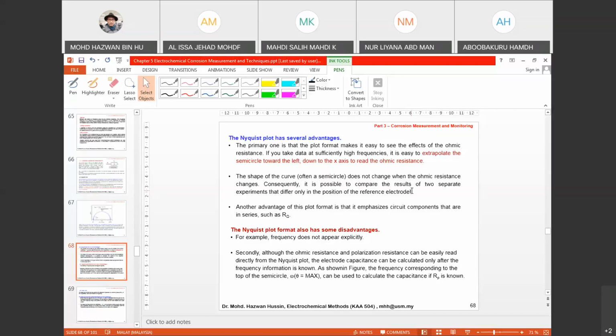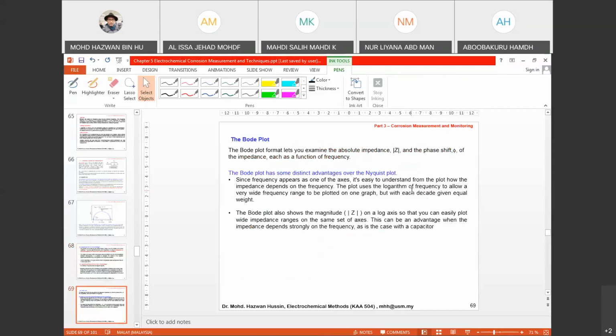For example, frequency does not appear explicitly because, as I told you, the Nyquist plot is a plot between imaginary versus real. So you cannot see at which frequency the process occurs. Secondly, although the ohmic resistance and polarization resistance can be easily read from the Nyquist plot, the electrode capacitance can be calculated only after the frequency information is known. As shown in the figure, the frequency corresponding to the top of the semicircle can be used to calculate the capacitance if Rp is known.